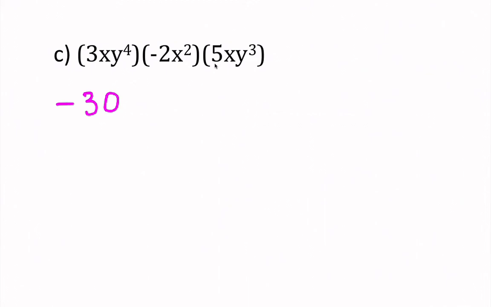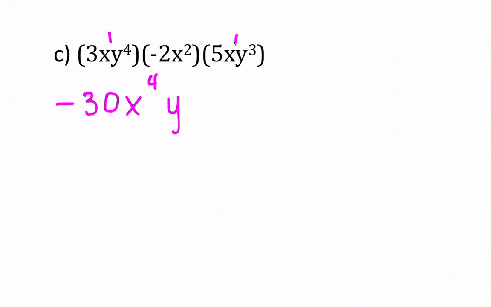Now let's do our x's. So here I see x to the first. Here I see x to the second, and here I see x to the first. So our rule is to add those exponents. So 1 plus 2 plus 1. 1 plus 2 plus 1 is 4, so that's going to give me x to the fourth.